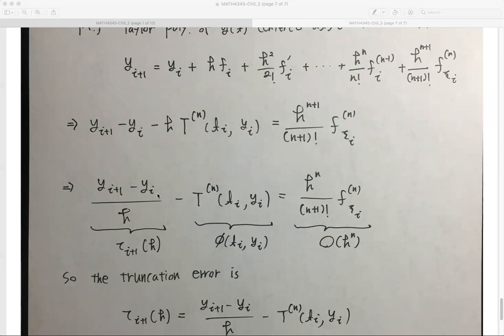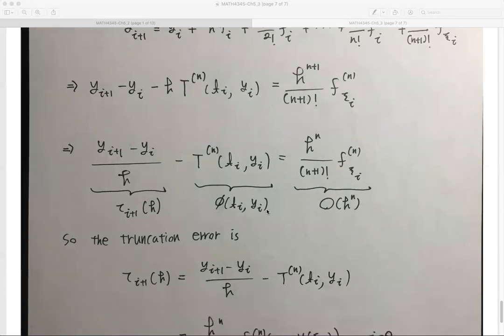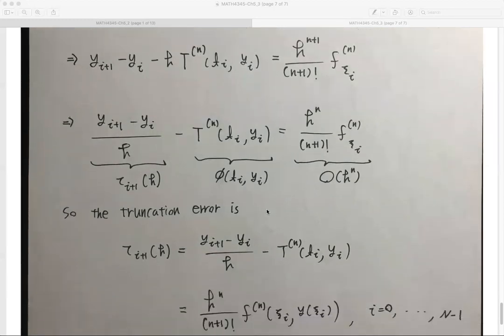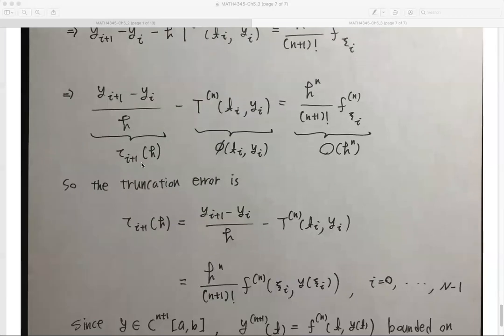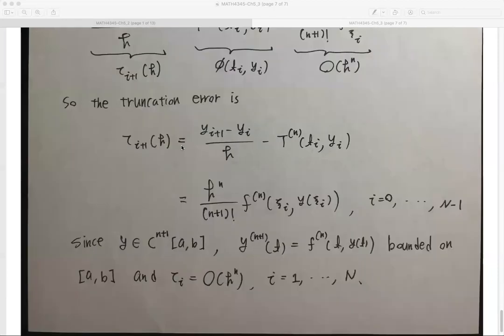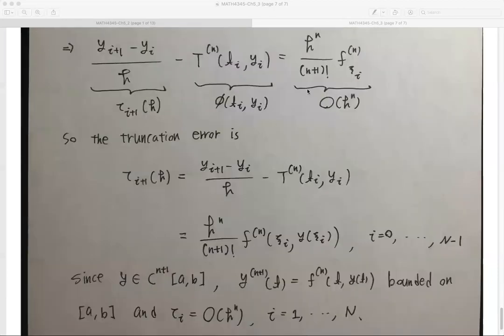This is tau i+1, the local truncation error. Oh yeah, this is not tau i+1, but that is tau i+1, I'm sorry. The two terms on the left-hand side are tau i+1. This is a typo. Now this is equal to what? h to the nth power over (n+1) factorial, times the (n+1)th derivative term.